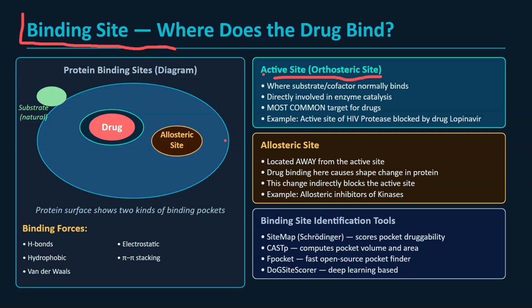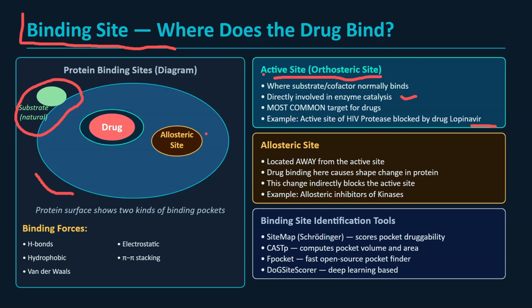So let's say this is the protein and this is the active site. It is directly involved in the enzyme's activity. Most drugs target this active site. For example, the HIV drug Lopinavir blocks the active site of the HIV protease enzyme. That's why active sites play a very important role in binding.